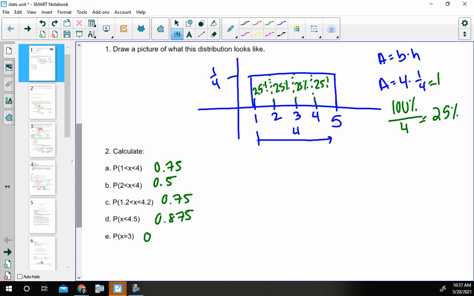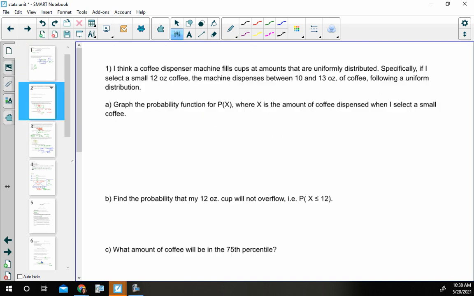All right, what I want you guys to try to do for number one is see if you can draw your graph this time. So draw this based on the information that you have. See if you can set it up based on what the story problem is about coffee. So see if you can set up your picture.